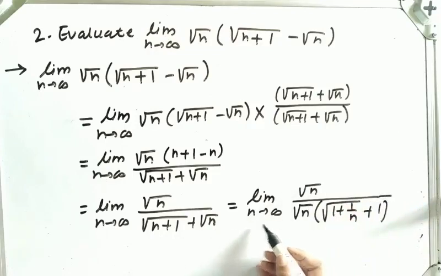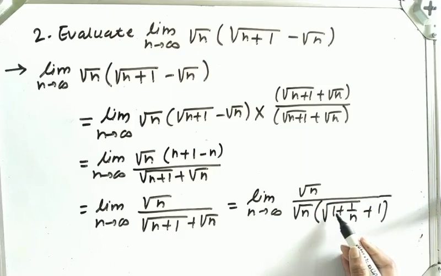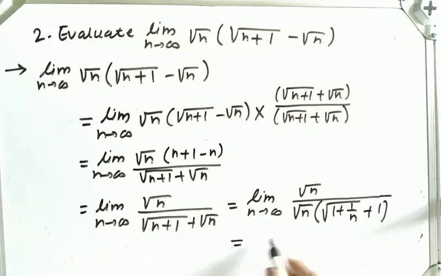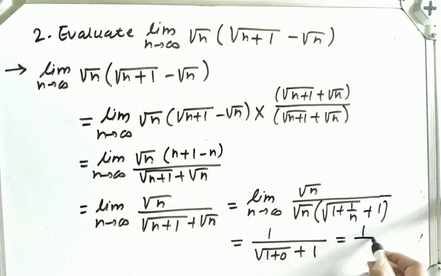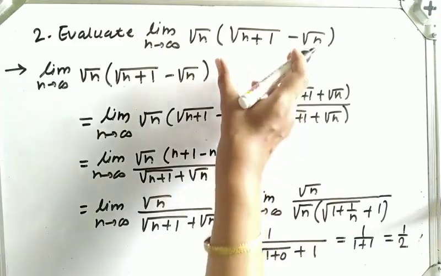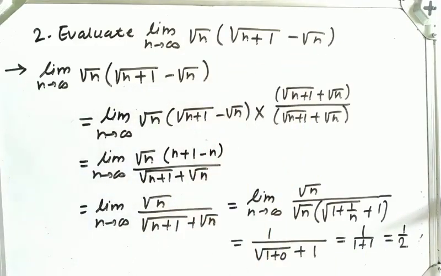After applying the limit as n tends to infinity, here will be 1 as it is. Here 1 upon infinity is 0, here 1 as it is. So our answer is what? This root n gets cancelled. 1 upon square root of 1 plus 0, plus 1, that is 1 upon root 1 is 1, plus 1. So our answer is 1/2. Okay. So the limit of root n in bracket root n plus 1 minus root n is 1/2.